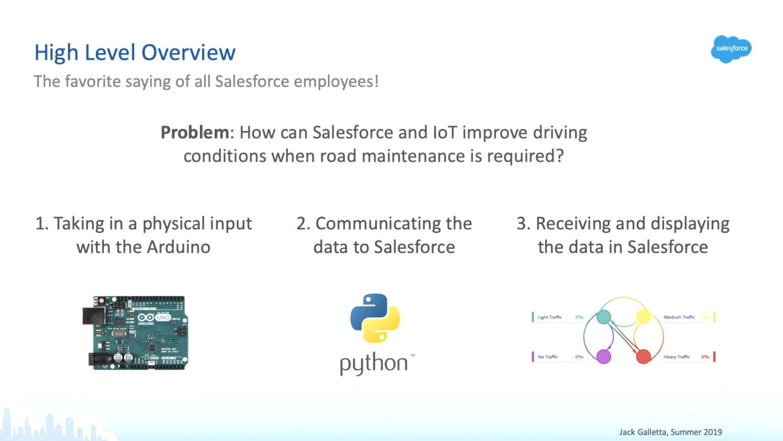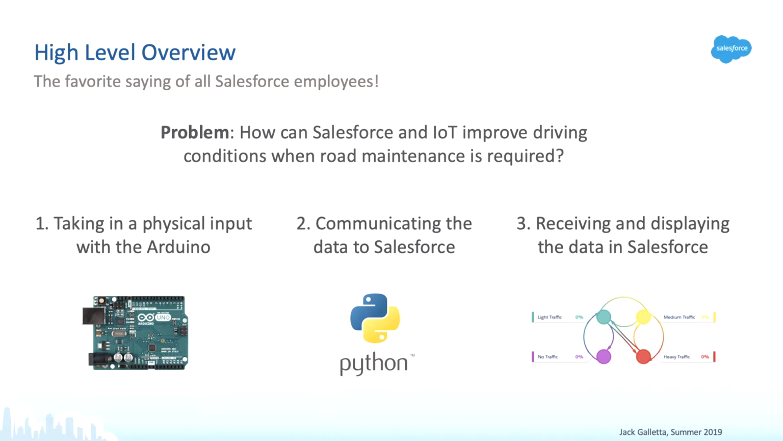So again, just an overview of my project. The problem statement restated again here: how can Salesforce and IoT improve driving conditions when road maintenance is required? So what we want to do can be broken down essentially into 3 steps, right? So first, we want to track actual traffic patterns, and we'll do that by taking in a physical input with an Arduino. An Arduino essentially is just a microcontroller that handles input-output, and we'll attach a motion sensor to it to detect cars going by and then eventually be able to track that data and then act on it accordingly. So the first step is taking in that physical data with the Arduino.